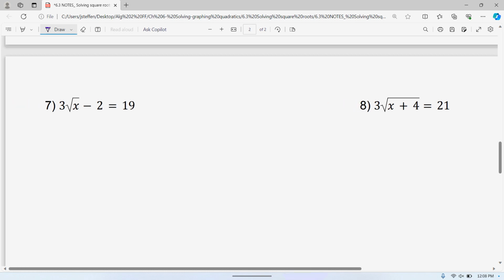And number 7, this one has 2 parts to it, but again, it's the same concept. We need to get that square root by itself. So the first thing we have to do is get rid of this 2. If you're not sure which one to get rid of first, the 3 or the 2, it's the same thing as if it was just 3x minus 2 is equal to 19. Then hopefully you guys know that's where you add the 2 to both sides.